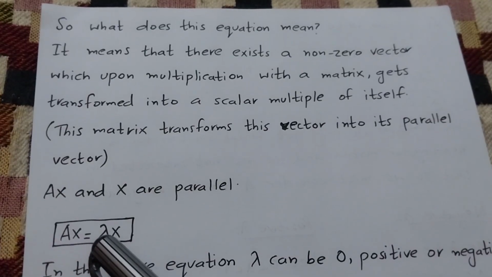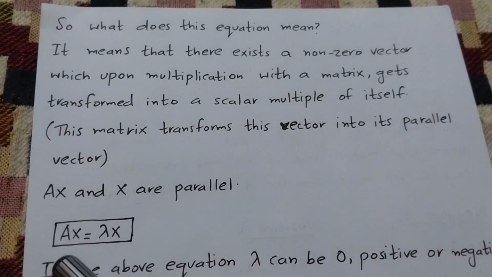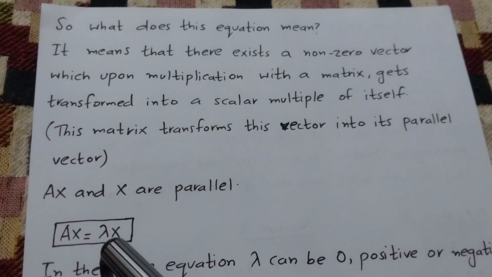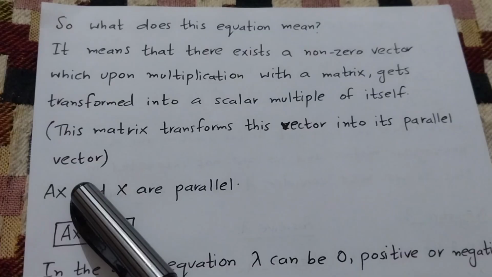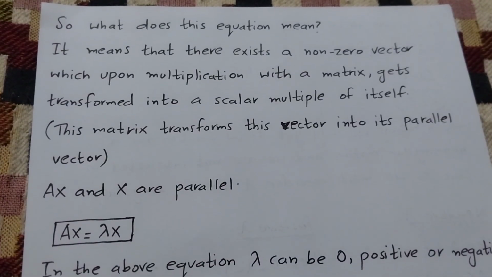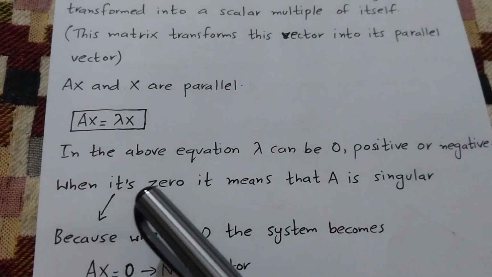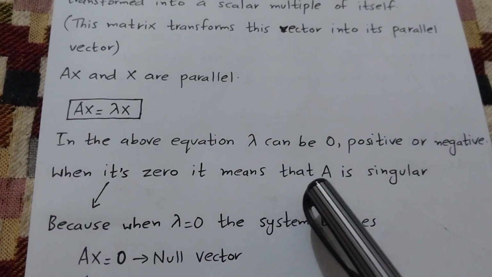When it is multiplied by a matrix, a matrix is a transformation, so that particular matrix transforms this non-zero vector into a scalar multiple of itself. So we can say that this matrix transforms this vector into its parallel vector, because a scalar multiple of a vector is parallel to that vector. In this particular equation, lambda can be 0, positive, or negative. When it's 0, it means that A is singular.